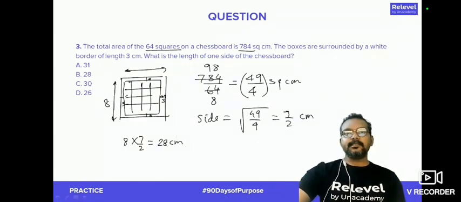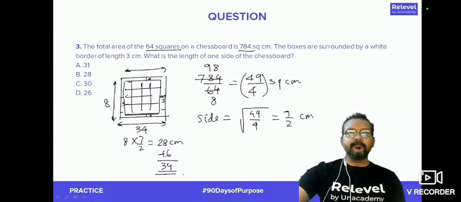So in that case, since this is 28, so 28 plus 3 plus 3, so 28 plus 6. So 34 centimeters should have been the length on each side of the chessboard. So answer should be 34. So possibly answer option A, mark it as 34. So that would be the correct answer. Okay. Since the border has width, not the length, width 3 centimeters. So basically 3 centimeters on each side.